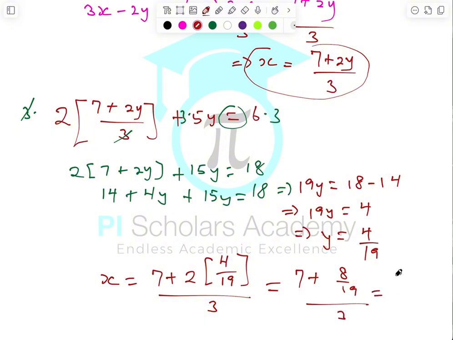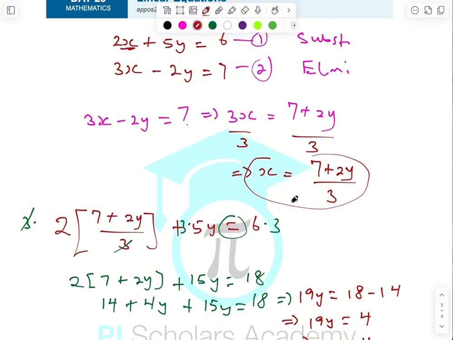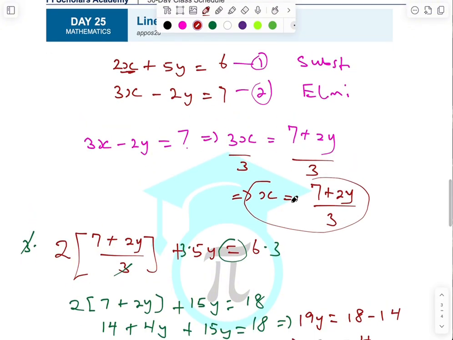And so if you do this very well, we've talked about fractions already, so you should be able to do the appropriate thing here. 7 plus 8 over 19, that's 141 over 19. So if you divide that by 3, you're going to have 47 divided by 19. And with that, that is how the substitution method goes. It goes like that.